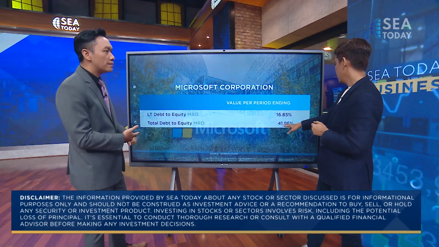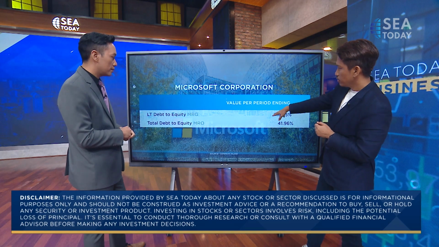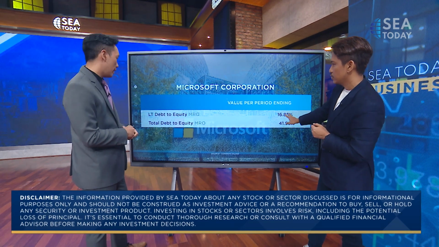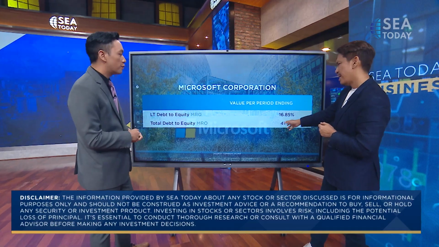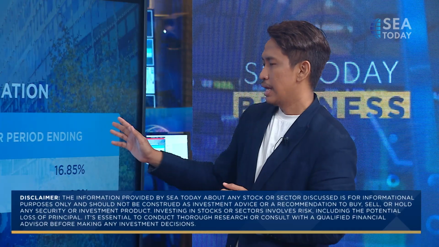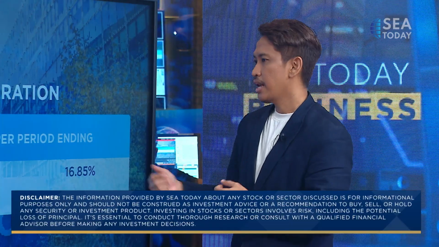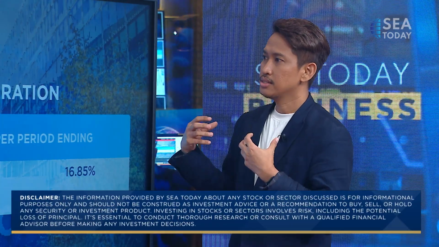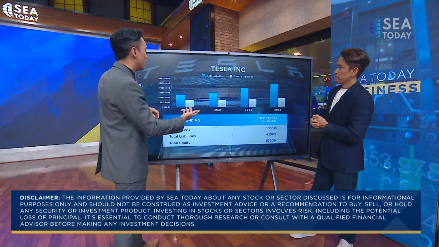Total debt to equity right here? This one, sorry, the first row is long-term debt to equity. Okay. So long-term debt is very small, while total debt to equity is only half of the equity. So even though they have to repay all of their loan, they still have half of the equity, and the company can still run.